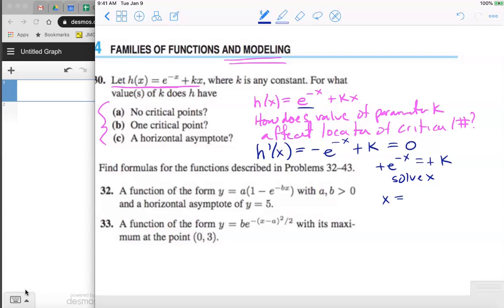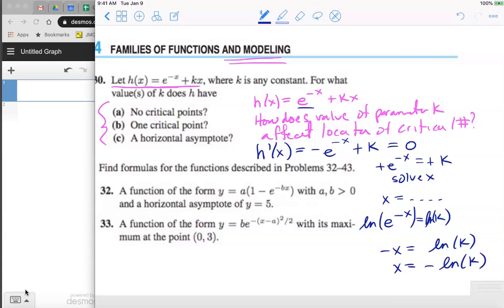We could take the logarithm of both sides. So we get e to the negative x is equal to k. Take the natural logarithm of both sides, and that gives negative x is equal to the logarithm of k. And so x, our critical number, is negative logarithm of k.